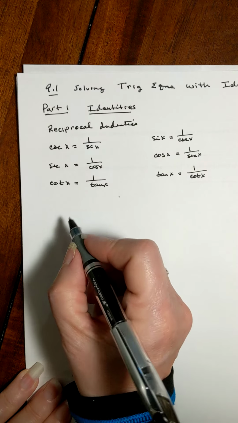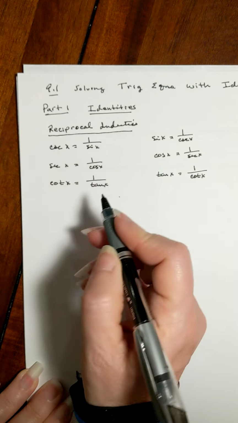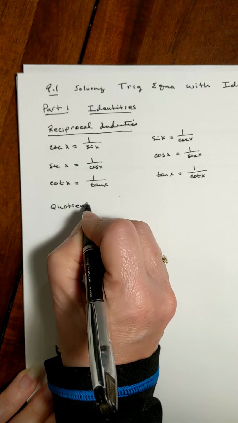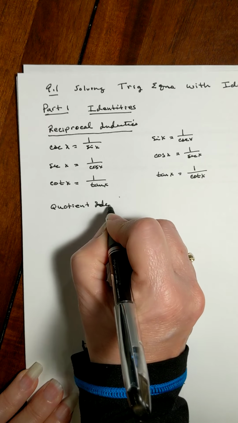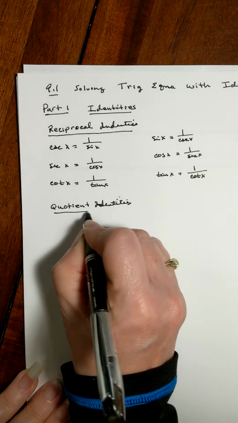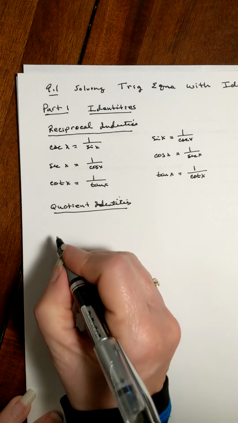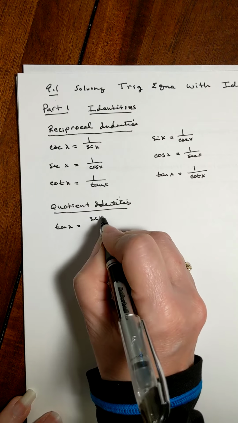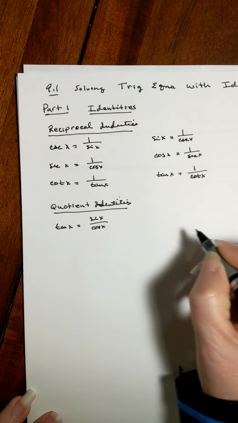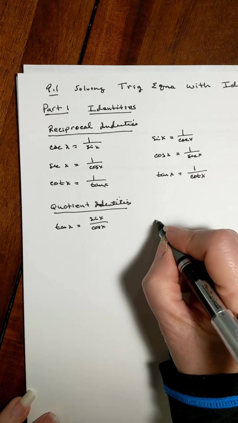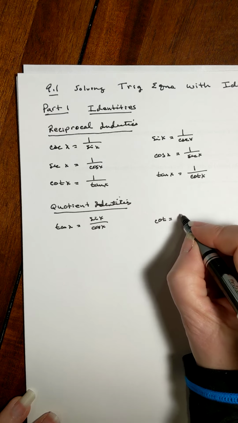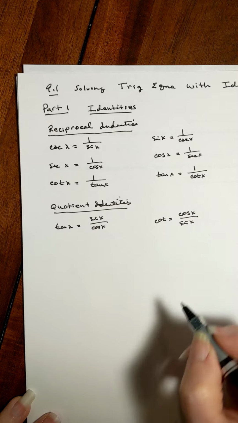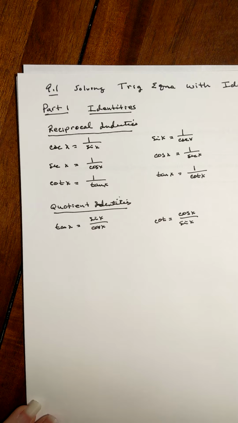The next set of identities that we're going to be dealing with are the quotient identities. And the quotient identities are simply that the tangent of x is equal to the sine of x over the cosine of x. We also know that the cotangent of x would be the reciprocal of that, so it would be the cosine of x over the sine of x. So those are our quotient identities.